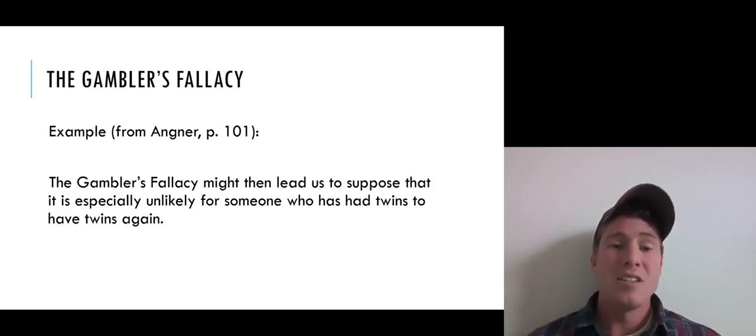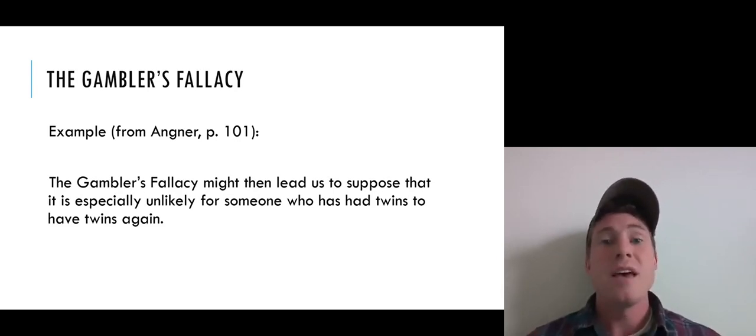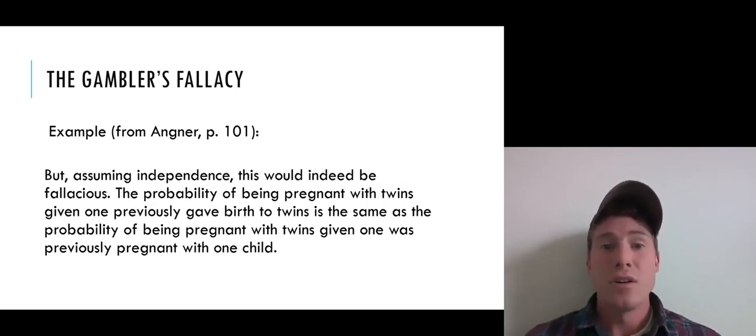The gambler's fallacy might then lead us to suppose that it's especially unlikely for someone who has had twins to have twins again. So supposing that you've had twins, we think it's less likely that you'll have twins again than that somebody who didn't have twins would have twins the next time, because having two sets of twins in a row seems unrepresentative of pregnancy.